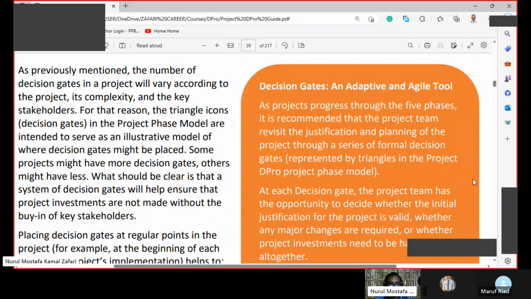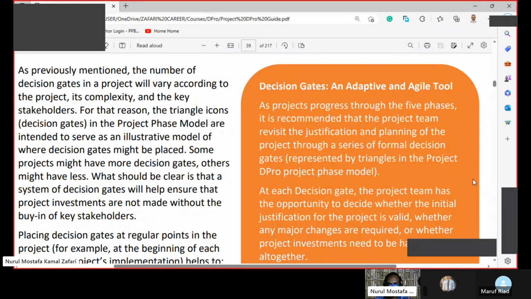As previously mentioned, the number of decision gates in a project will vary according to the project, its complexity, and the key stakeholders. For that reason, the triangle icons for decision gates in the project phase model are intended to serve as an illustrative model of where decision gates might be placed. Some projects might have more decision gates, others might have less. What should be clear is that a system of decision gates will help ensure that project investments are not made without the buy-in of key stakeholders.